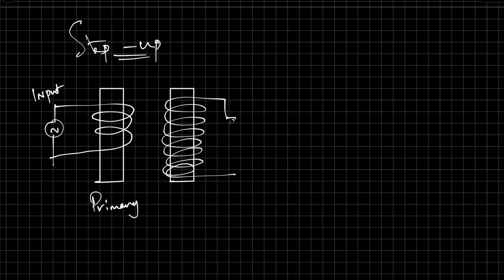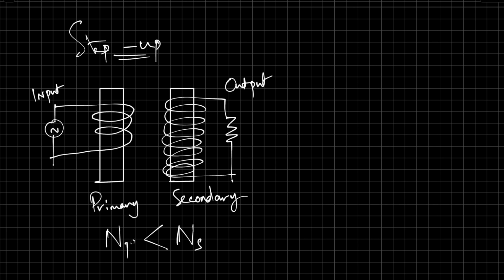This is the output. This is the secondary coil. In a step-up transformer, number of turns in the secondary is greater than the number of turns in the primary. So it's a step-up transformer. Now, how do you draw a step-down transformer?